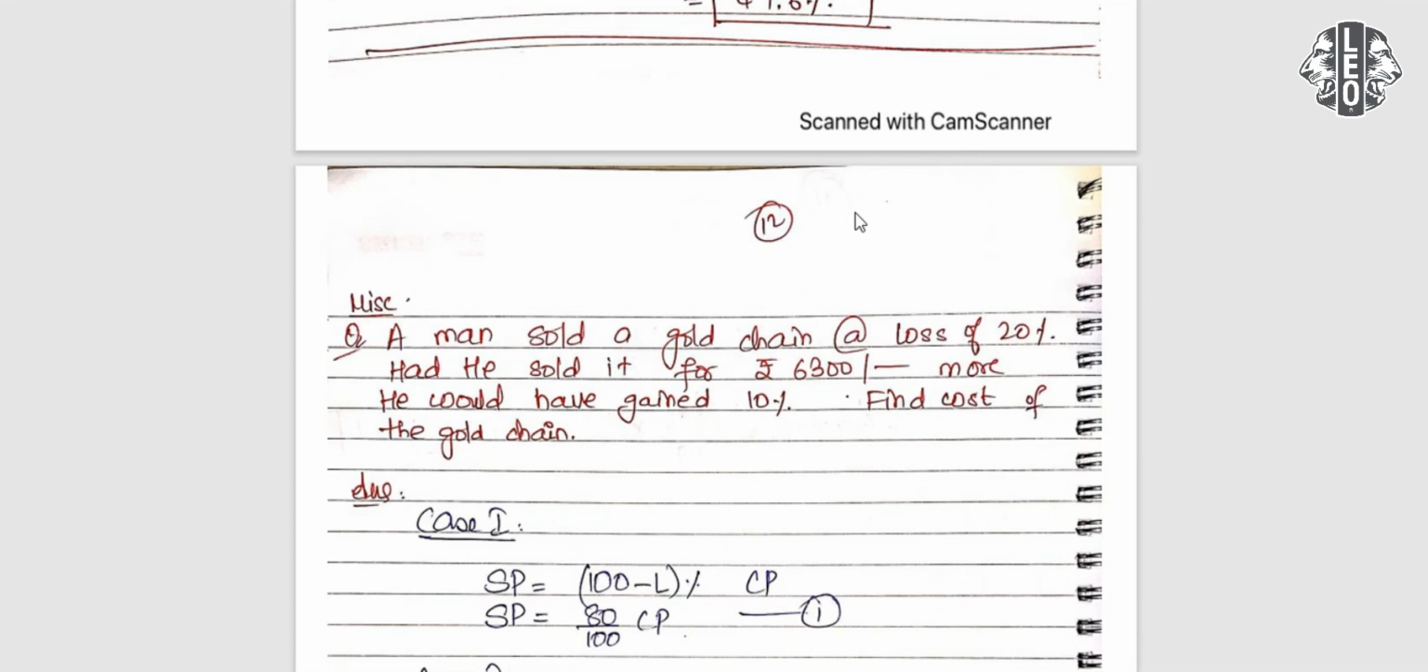Cost price is going to be common. The same gold chain is sold in case 1 and case 2: same weight, same wastages, same making charges, everything is the same. The cost price of the gold chain in case 1 and case 2 is the same. Only the selling price is different, because in the first case there is a loss of 20%, in the second case there is a profit of 10%, and we know that the selling price of the second case is 6,300 more than the selling price of the first case.